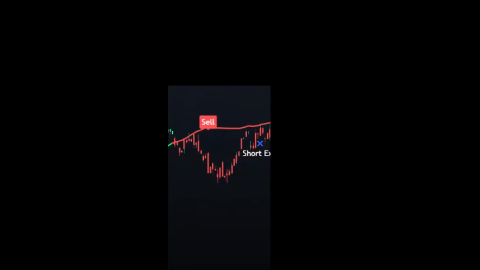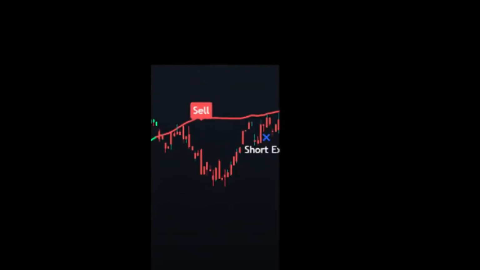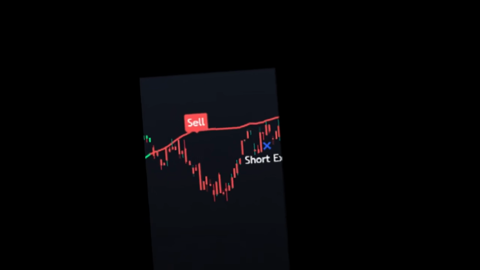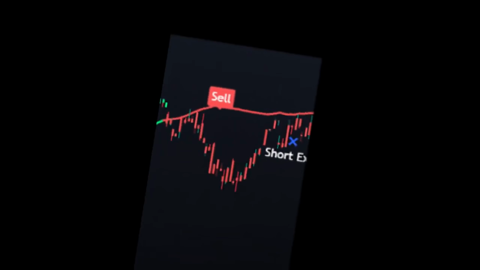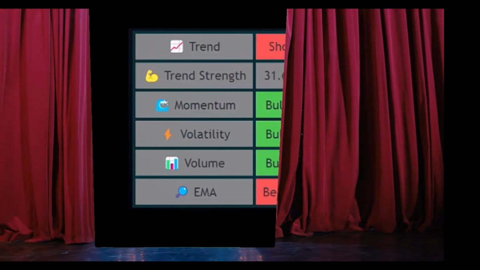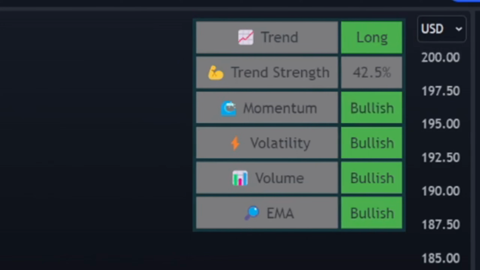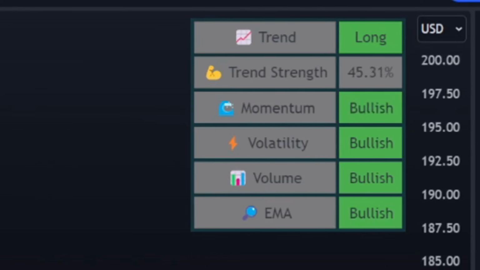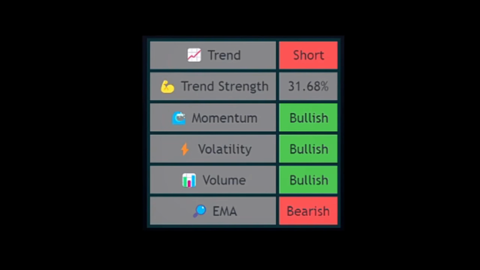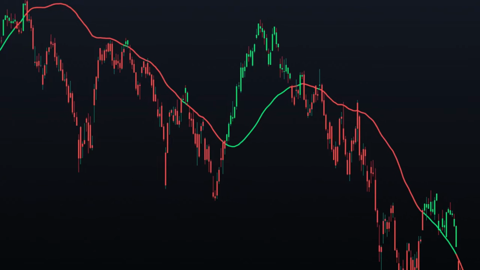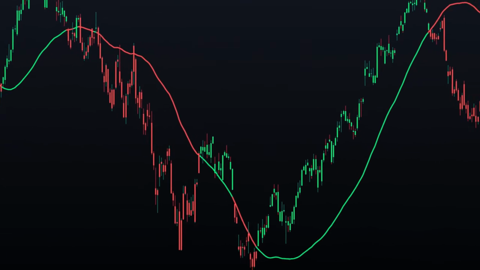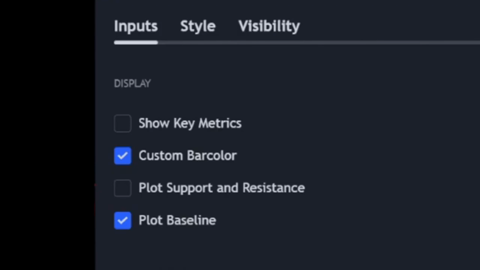Remember, we have a false entry signal in the early trade. I'm about to show you ways you can know it's a false signal before it even happens. Let me introduce the trend table. The trend table provides useful metrics, so you can easily see how the market is performing with just a glance. It'll tell you the trend strength, momentum, volatility, volume, EMA closed, which are all very key areas you should be looking at before entering a trade. You can turn this option on in the settings of the indicator called Show Key Metrics.